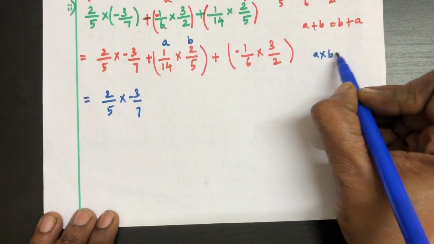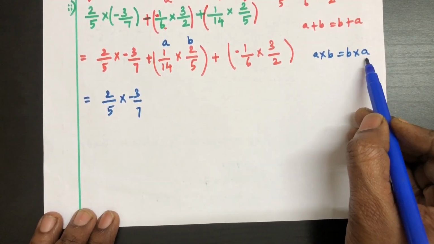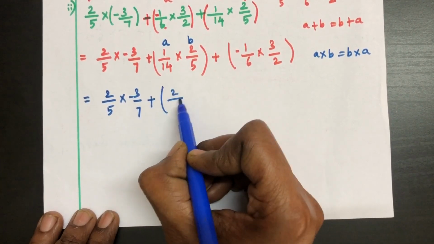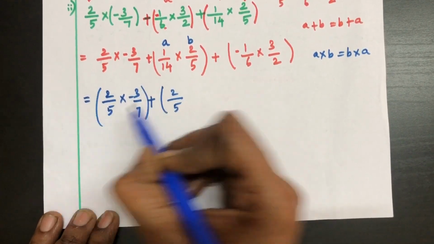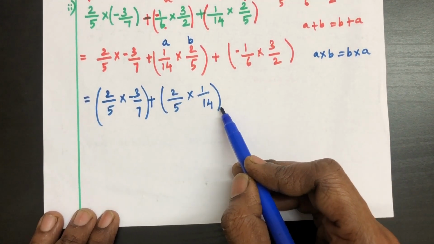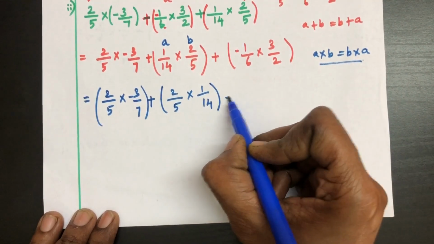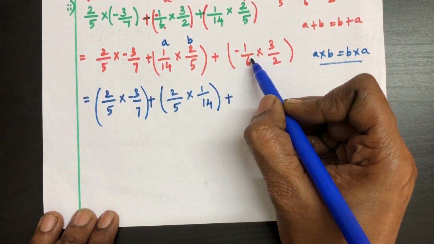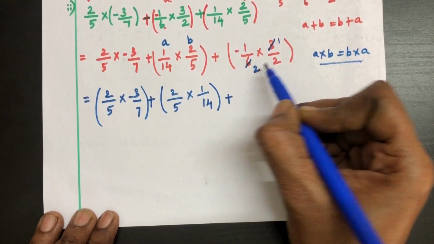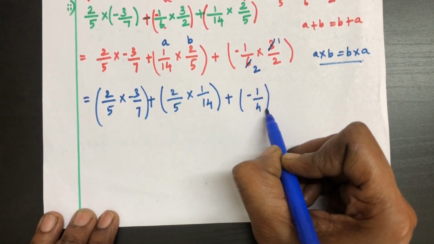A into b is equal to b into a. Can we do like this using commutative property? So just swap this. That's all. Plus 2 by 5 into 1 by 14. Which property we have used here? We have used commutative property for multiplication. Plus, see, if we cancel, what will we have? 1 times 3 is 3 and 2 times 3 is 6. So this is nothing but minus 1 by 4.